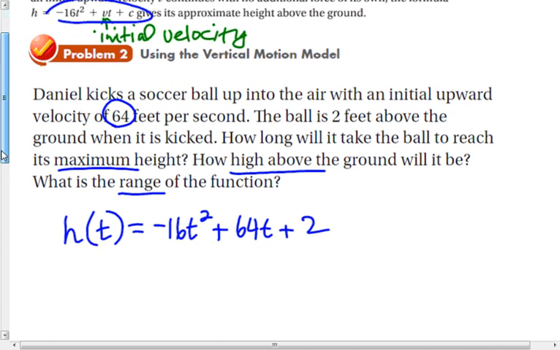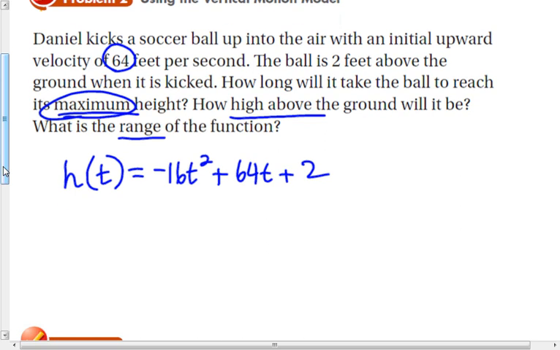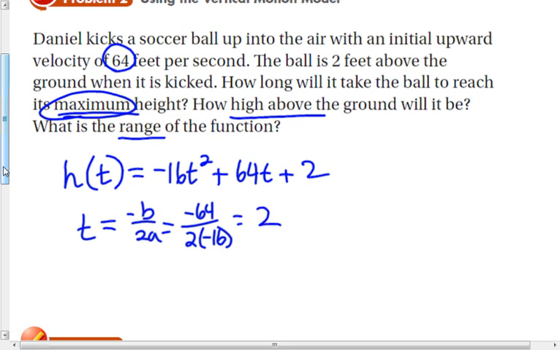Okay, now first of all, we want to know its maximum height. The maximum will be on the vertex. So let's find the vertex. Remember, the vertex is on the line of symmetry, which in this case is going to be t equals the opposite of b over 2a. And b is 64, and a is negative 16. So we're going to do negative 64 divided by negative 32, which is 2. So at 2 seconds, it reaches its maximum height.